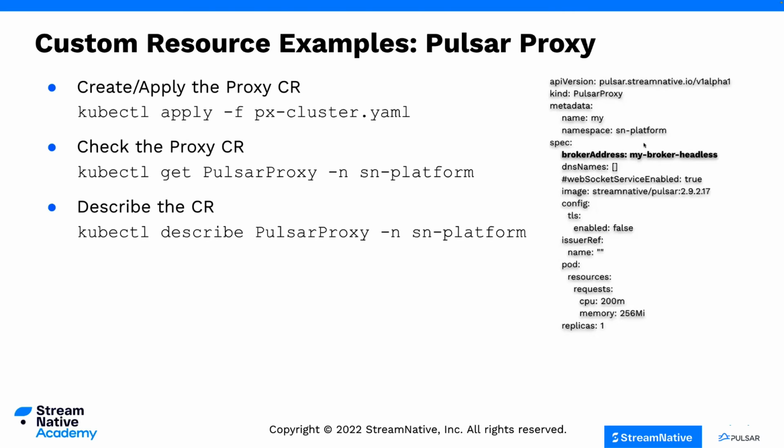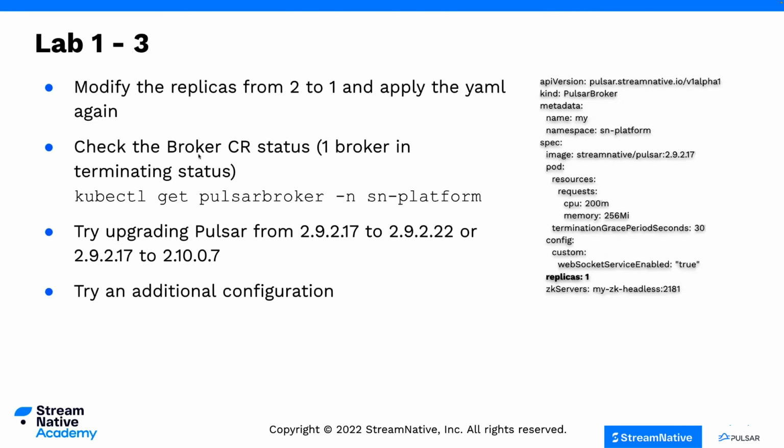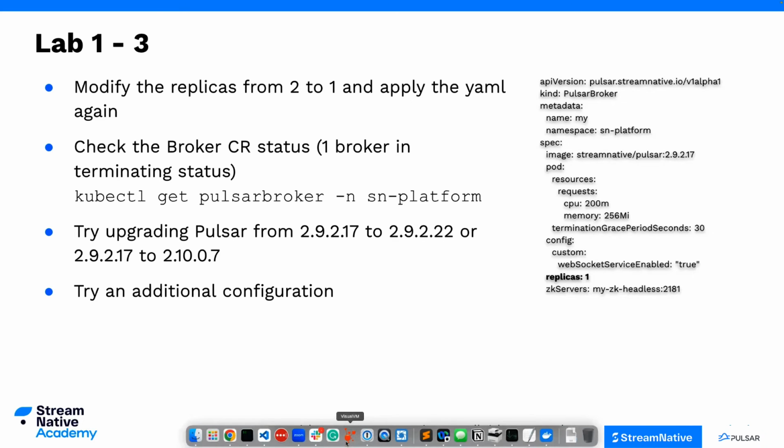The same on the Pulsar proxy. You see, the proxy needs to have another dependency here, the broker. Okay, so you can run through it. This is a couple of the tests I tried, right? You can upgrade it, change the image version, change the replication, from a different version, and try to update it, and you see it doing a rolling upgrade, right?